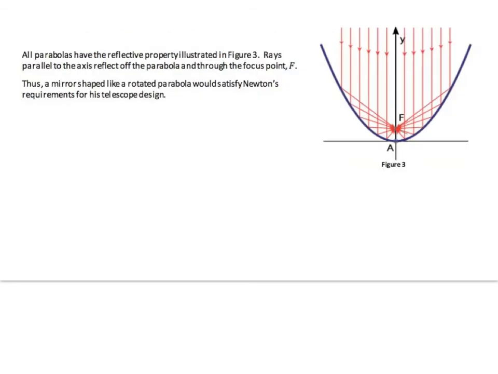All parabolas have the reflective property illustrated in figure 3. Rays parallel to the axis reflect off the parabola and through the focus point F. So all the rays come down and go to the focus point F. Everything comes down to the focus, it hits the parabola and bounces in. Thus, a mirror shaped like a rotated parabola would satisfy Newton's requirements for his telescope design.